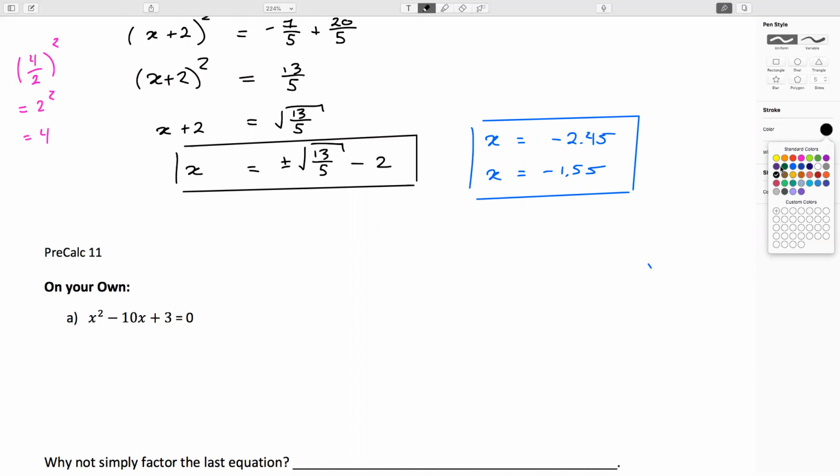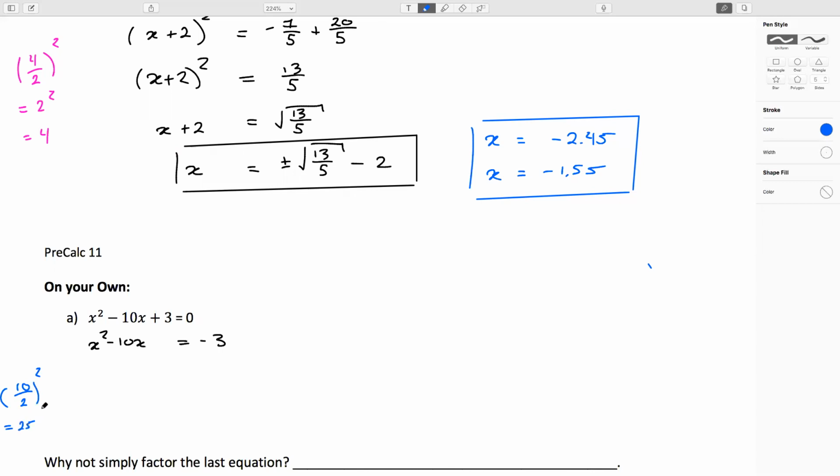So we're completing the square. We need to move the 3 over. X squared minus 10x equals negative 3. We then have to complete the square. In this question, b equals 10. So 10 over 2 all squared is going to equal 25. So we're going to add 25 to both sides. We've now got a perfect square on the left. This will turn into x minus 5 squared. And the right-hand side will be 25 minus 3, or 22.